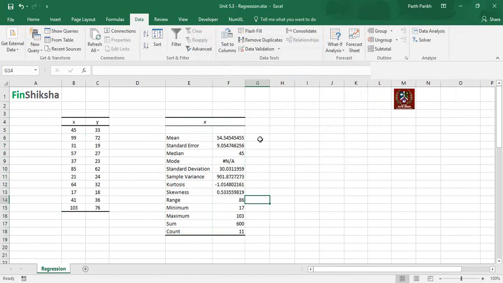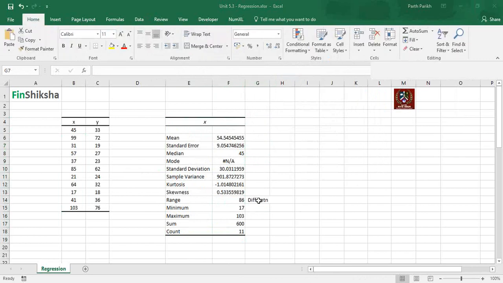Range is the difference between the highest and the lowest, or the maximum and minimum values. So the maximum value is given over here and the minimum is given over here. If I do 103 minus 17, it is called the range in statistical terms. So this is the first term. Minimum we can see is 17, maximum is 103. Sum is totally 600, and count is a total of 11 values which are given to us.